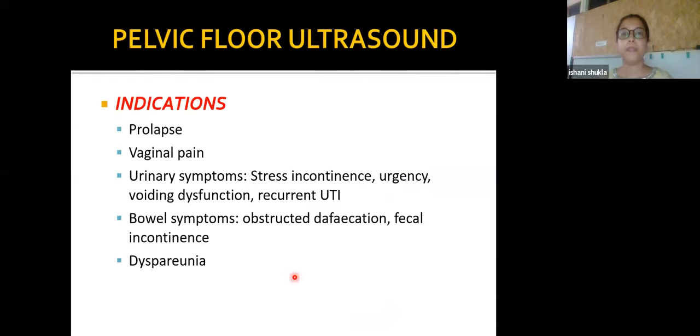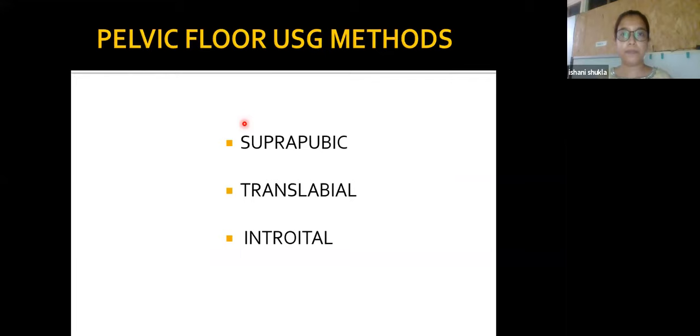Coming to pelvic floor ultrasound, the various indications include prolapse, vaginal pain, urinary symptoms like stress incontinence, urgency, voiding dysfunction and recurrent UTI, bowel symptoms like obstructed defecation, fecal incontinence, and dyspareunia. The various ultrasound methods include suprapubic, which we routinely do, the translabial or transperineal ultrasound, and introital ultrasound.